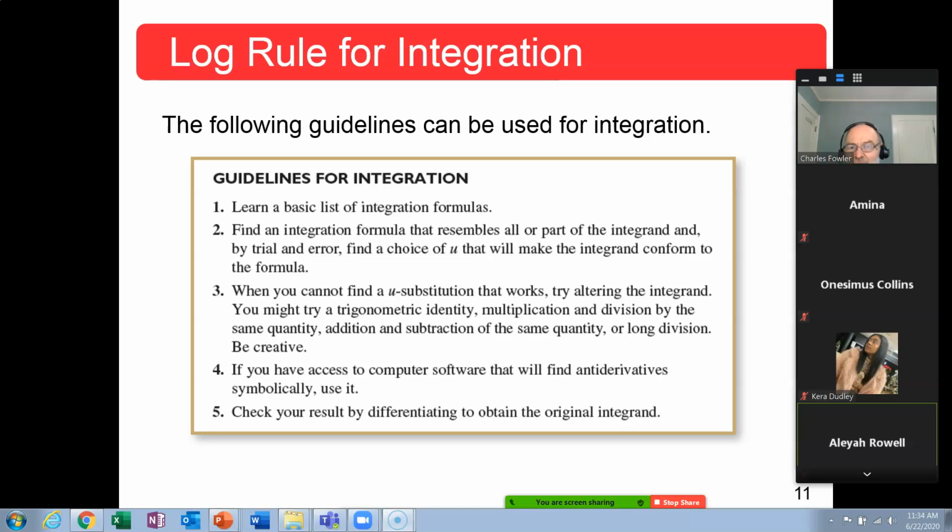Number 2, find an integration formula that resembles all or part of the integral, and this is trial and error, and it's fine to make mistakes. Just see if you can catch them. Find the choice of u that will make the integrand conform to the formula that you're trying to go for. When you cannot find the u substitution that works, try altering the integrand to see if something else might do. You might try a trig identity, multiplication or division by the same quantity, addition or subtraction of the same quantity, long division. It says be creative. You sort of need to know where you're heading to know how to create, but try a few things. Even an error may give you insight into something that might work.